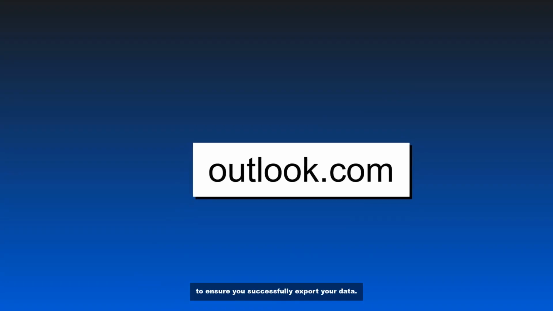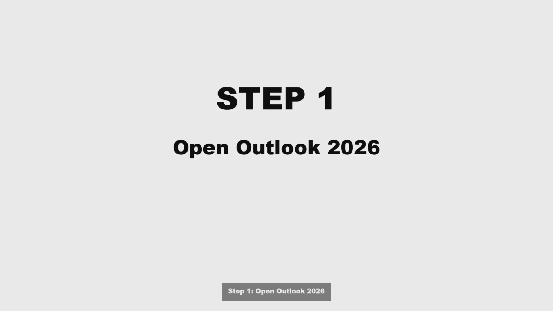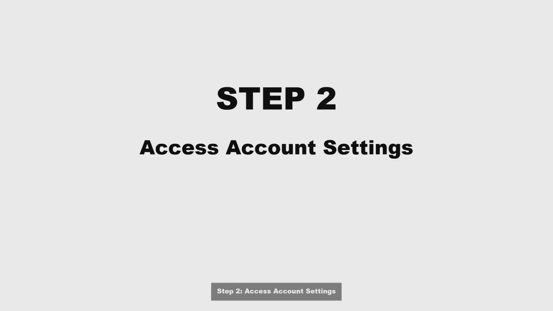Downloading account data from Outlook 2026 is a straightforward process. Follow these steps to ensure you successfully export your data. Step 1. Open Outlook 2026. Launch the Outlook 2026 application on your computer. Make sure you are logged into the account from which you want to download data.